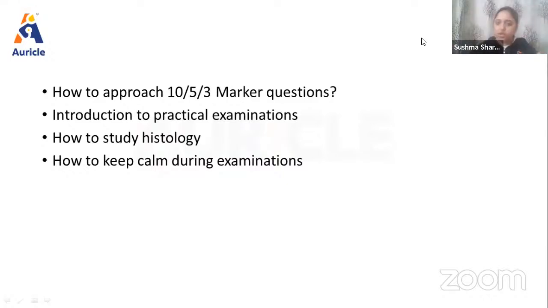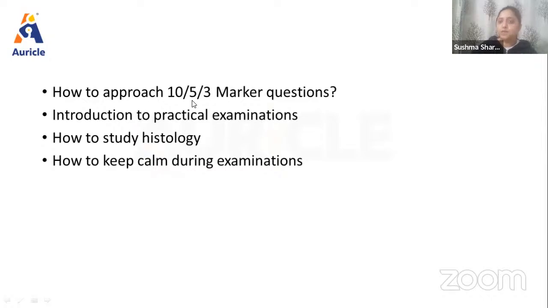10 marker, 1 2, and if possible, just fit the answer in only these 2 pages. 5 marker, 1 2 maximum, or just one page. 3 marker, half a page. Okay, always start the answer from a fresh page. That is a 10 marker, always start from a fresh page. All right. Then how to approach a practical examination.